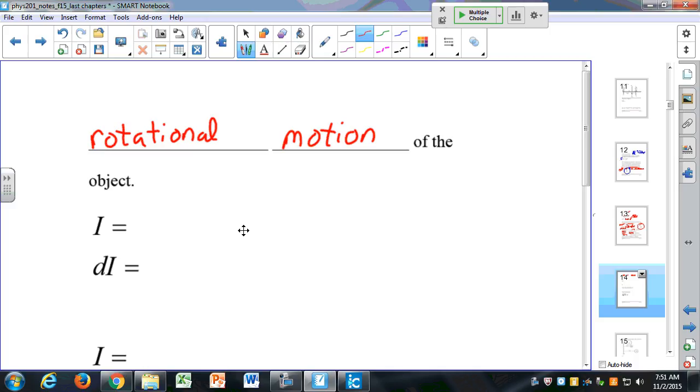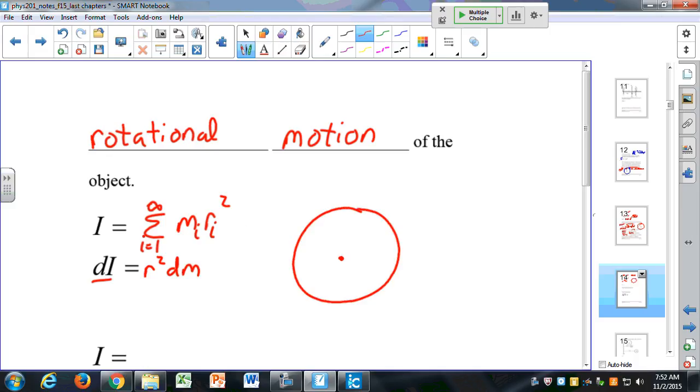All right, so I is going to be the sum of m r squared, with i equal 1 to infinity. That just says that I'm breaking my little disk up into an infinite number of infinitesimally small pieces. Each of them will have a mass, m_i, and each of them will have a radius, r_i. Now I'm going to say that the differential element of my moment of inertia is equal to r squared dm. So each little dm has a radius, r.